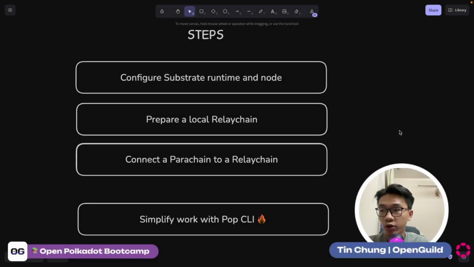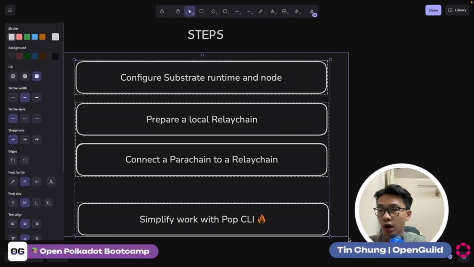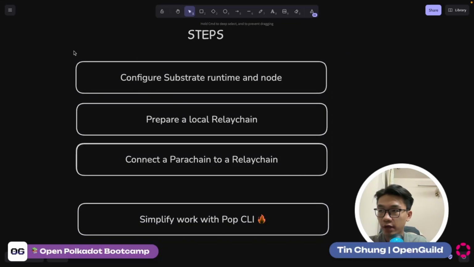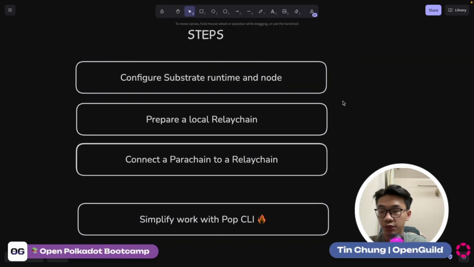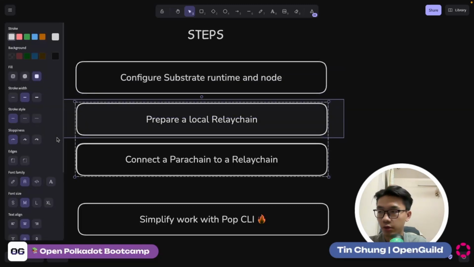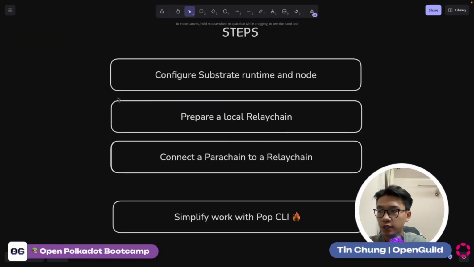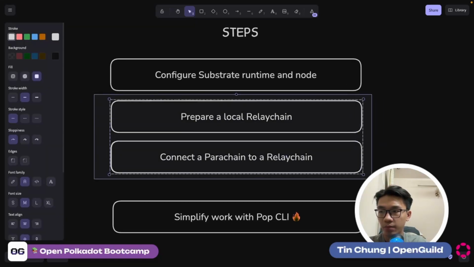Let's revisit all the needed steps that we require to have the Parachain working. So we have configured the Substrate runtime and node, and we already walked through the Parachain from scratch code base. I already also attached that Parachain from scratch code base in the guidebook, so you just visit that repository and work on your own. I think the instructions are already quite clear, and we don't need to work on it in the videos. So now we're gonna prepare a local Relaychain and connect a Parachain to a Relaychain.